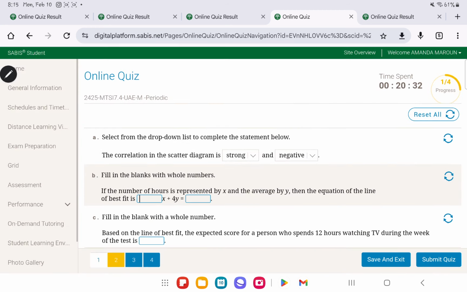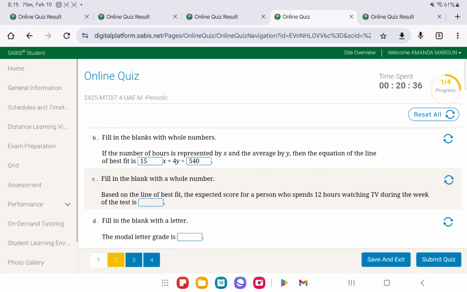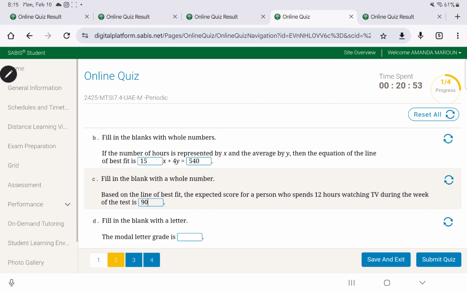So let us put it over here. 15x plus 4y is equal to 540. Now they told us, based on the line of best fit, the expected score for a person who spends 12 hours watching TV. So let us find 12 hours watching TV. His expected score is 90.